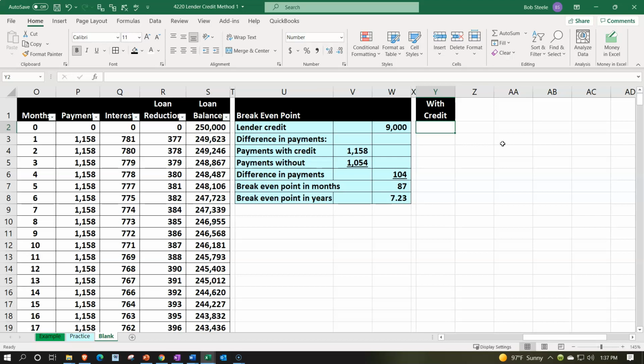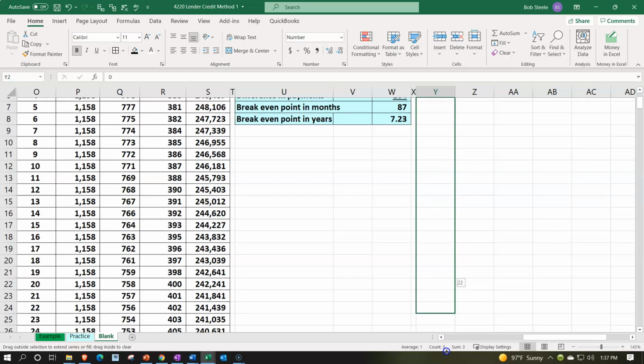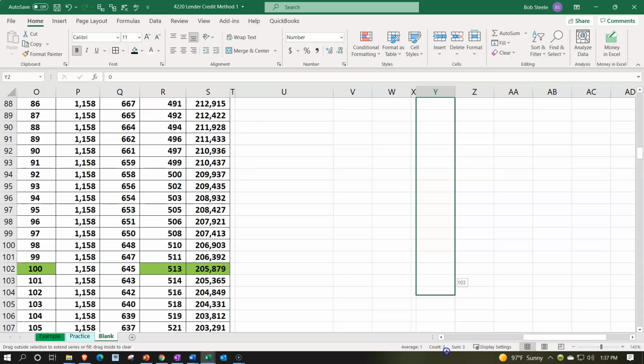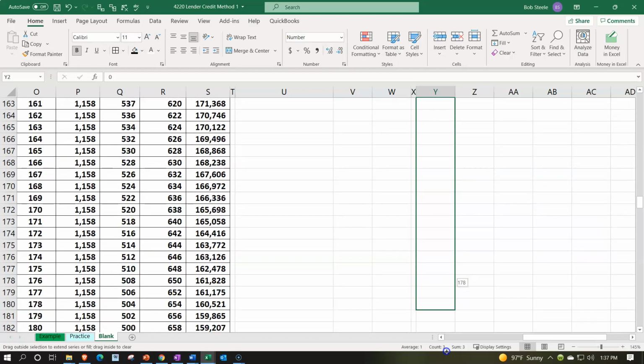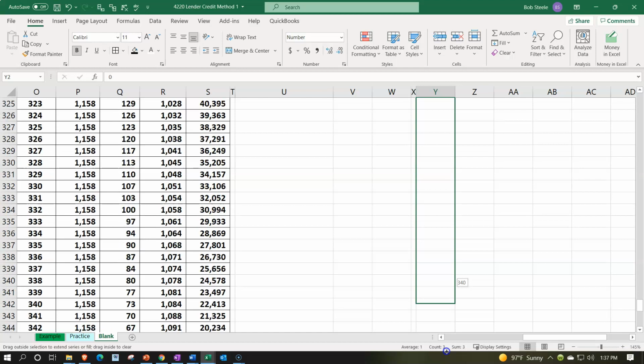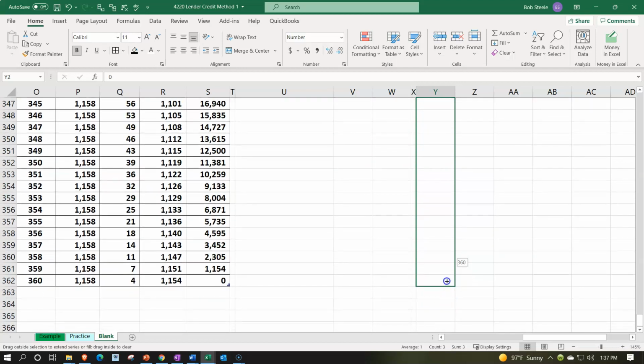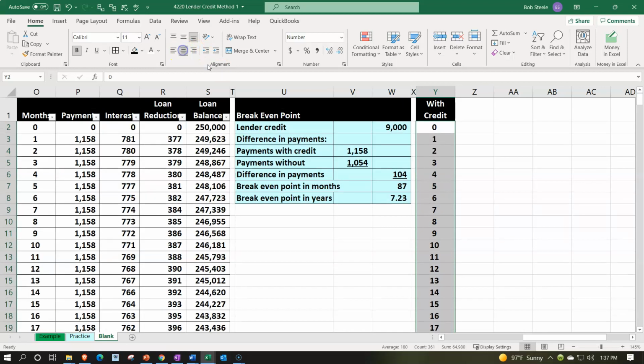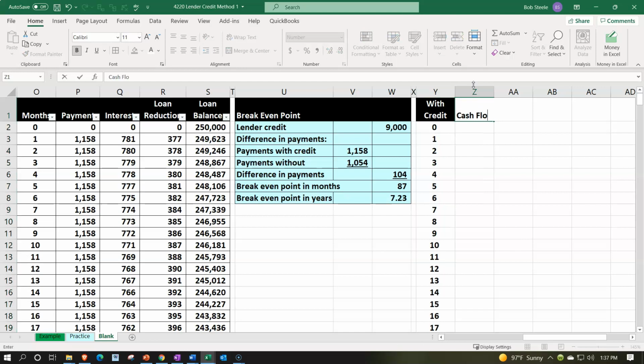So we're going to say, all right, let's say this is going to be 0, 1, 2. Let's first just do the whole thing. We'll copy this down to 360. Let's just recalculate the effective rate so we get an idea of that. Going all the way down to 360 payments. 360 payments, center it, and then we're going to say this is going to be the cash flow. I'm going to use the format painter here, format paint that one.